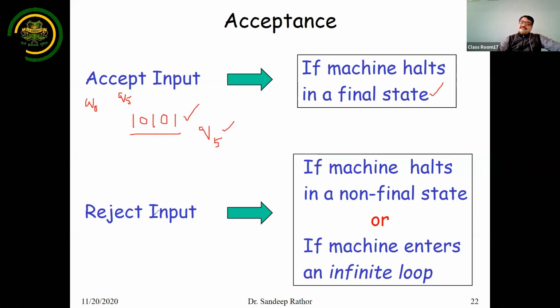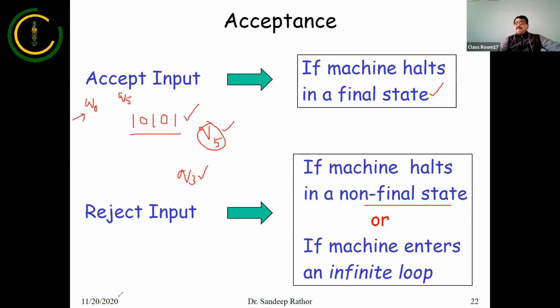And the second one is rejection. The case of rejection is if the machine halts in a non-final state, say your machine halts in Q3. Suppose in this case Q5 is final and Q0 is initial. After reading all the input alphabet, your machine halts at Q3. Q3 is not a final state, so this type of string is called a rejected string or rejected input.